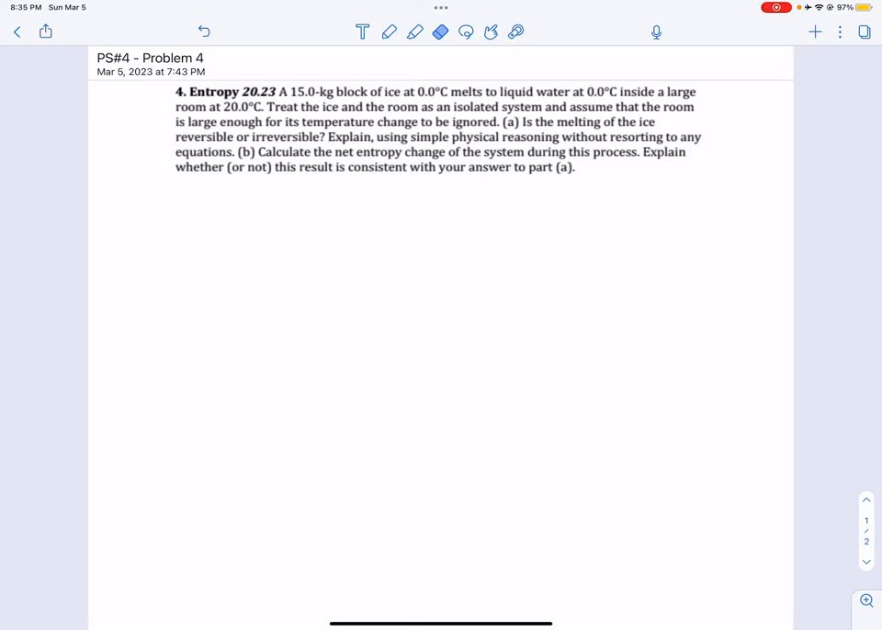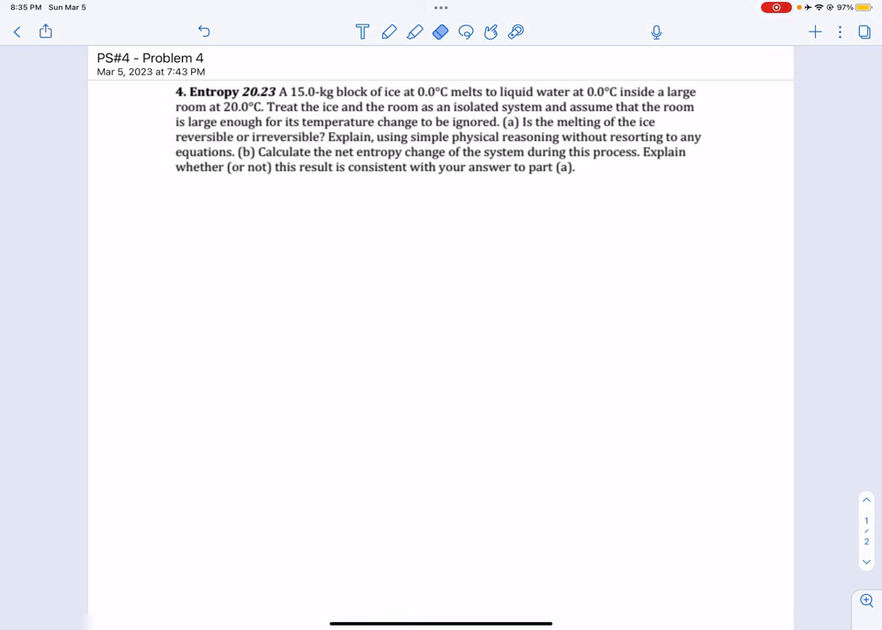Hello, this is problem set number 4, problem 4. A 15 kilogram block of ice at 0 degrees Celsius melts to liquid water at 0 degrees Celsius inside a large room at 20 degrees Celsius. Treat the ice in the room as an isolated system and assume that the room is large enough for its temperature change to be ignored.